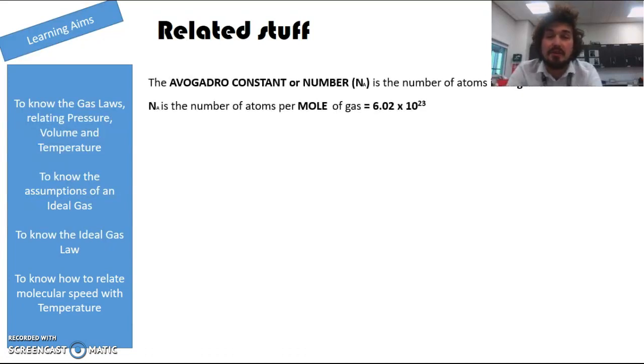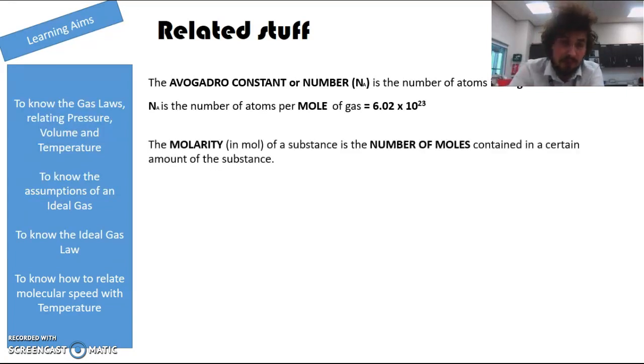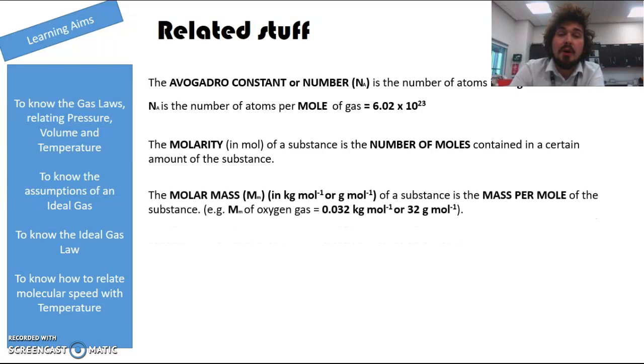So the Avogadro constant is the number of atoms in 12 grams of carbon-12, and Na is the number of atoms per mole of gas, which is 6.02 times 10 to the 23 of them. Molarity in moles is the number of moles contained in a substance. The molar mass is either measured in kilograms per mole or more commonly in grams per mole. It is the mass per mole of a substance. So the mass of oxygen gas is 0.032 kilograms per mole, or 32 grams per mole.